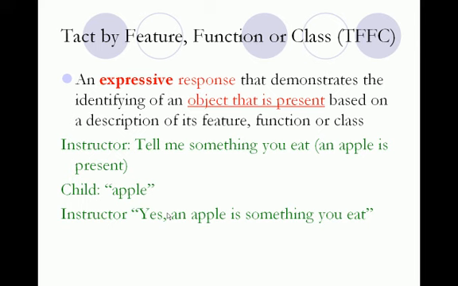is that in the tact category, the learner is expected to make a verbal response, an expressive response. Okay, tell me something that you eat. An apple is not present. Child says apple. Yes, an apple is something you eat. And again, that differs from a receptive function by feature in class. You would say, show me something you eat, and the child would point to an apple. The instructor would say, yes, that is an apple. Good.